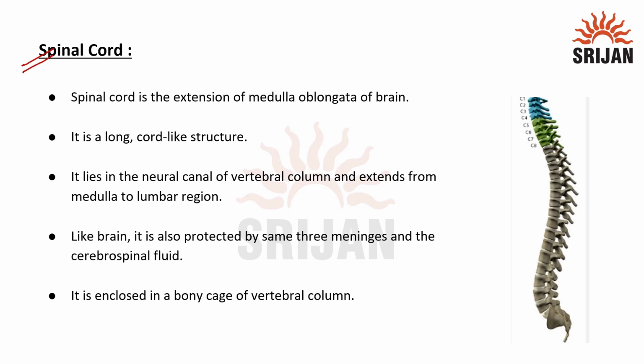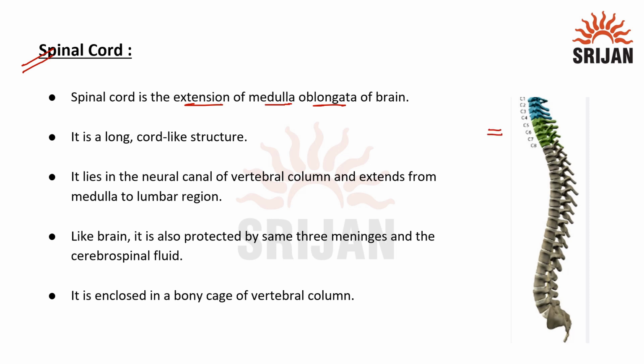Spinal cord. Spinal cord is also a part of the central nervous system. So brain and spinal cord together make the central nervous system, and they are responsible for controlling and coordinating the entire body. Now the spinal cord is formed from the extension of the medulla oblongata, which is part of the brain.